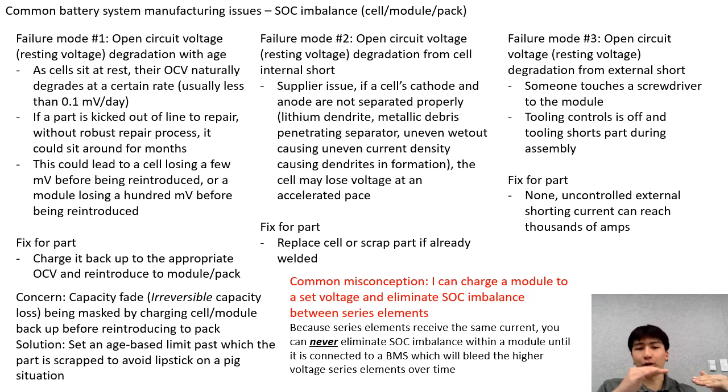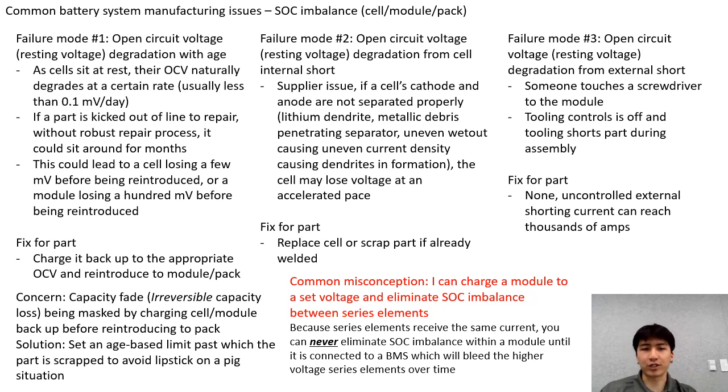And then, if you put that into a pack, then it's going to limit the amount of top of charge and bottom of charge. It's going to hit the limits faster because it's not balanced. So the fix in this case is to just charge the part, whether it's a module going into a pack or a cell going into a module, just charge it back up to the appropriate open circuit voltage and reintroduce it to the module or pack.